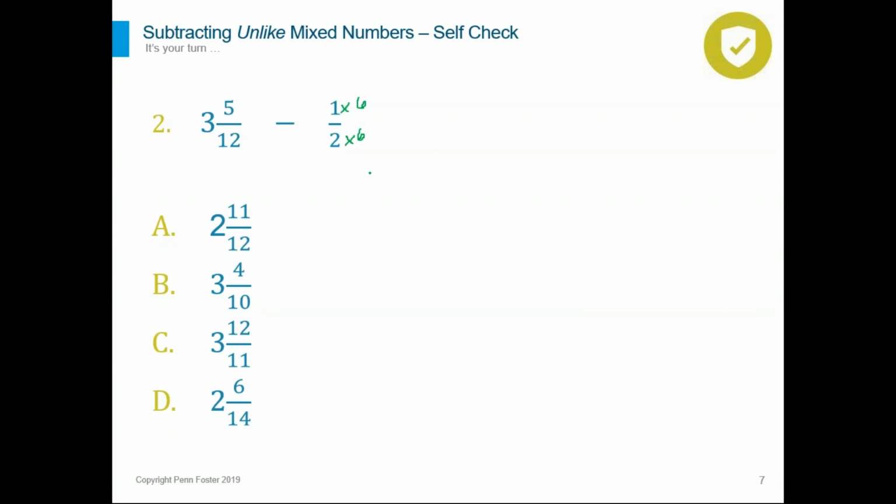So our problem will become 3 and 5 over 12 unchanged minus 6 over 12. The first goal I have already done, 12 on both fractions. Now, 5 minus 6 on the numerators would not work. We have to borrow. This is a borrowing question. We borrow from the 3. 3 will give us a 1. So 3 will go down to a 2.